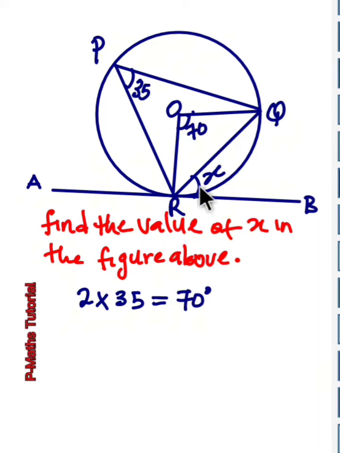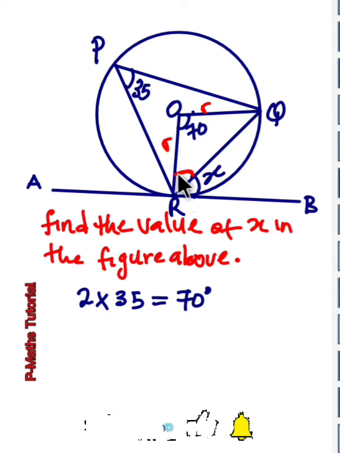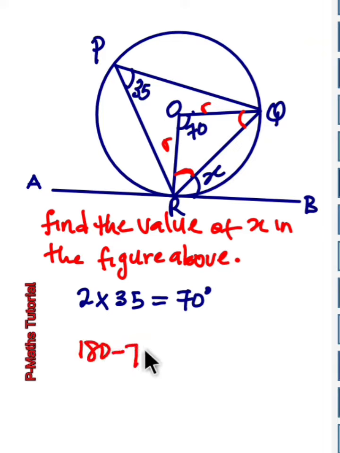The next thing we do is to get the angle at this position, which will help us trace the angle x. Now we have 70 here already, and this is a triangle, an isosceles triangle, because this is a radius, this is a radius. So the base angles here must be equal. And how do we get it? We say 180 degrees minus 70, and this will give us 110. This is the sum of angles at these two positions.